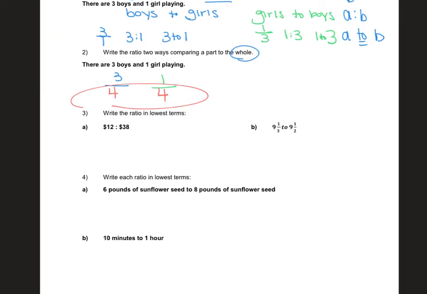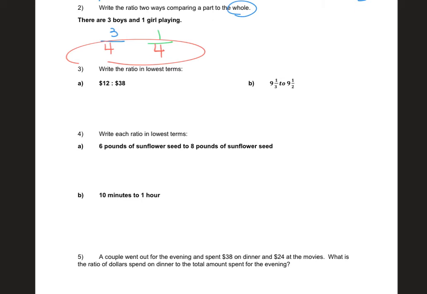Now, writing the ratio in lowest terms, this is going to be the same as when you were simplifying your fraction. So the first thing you're going to want to do is write this in fraction form. And I'm going to take away the dollar signs for a minute because it just kind of convolutes things.